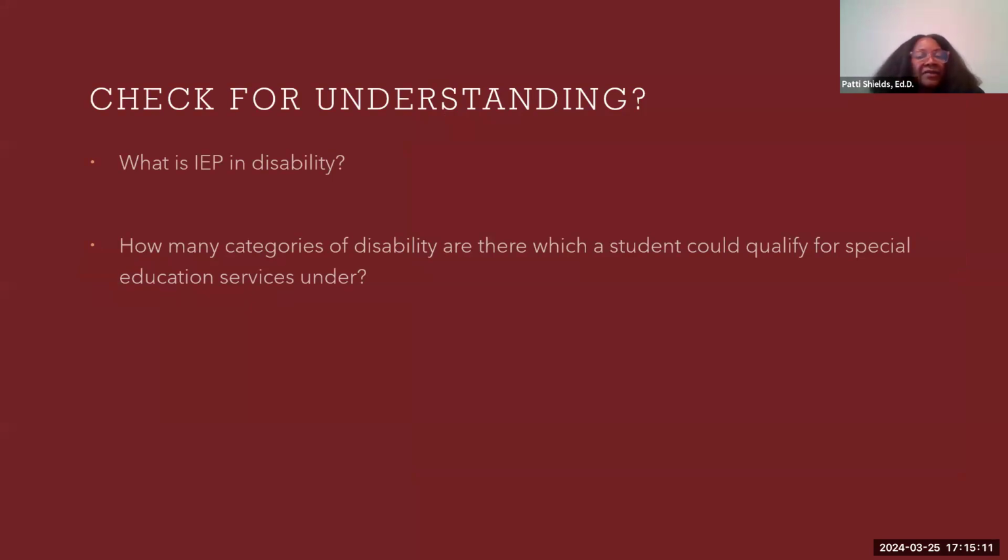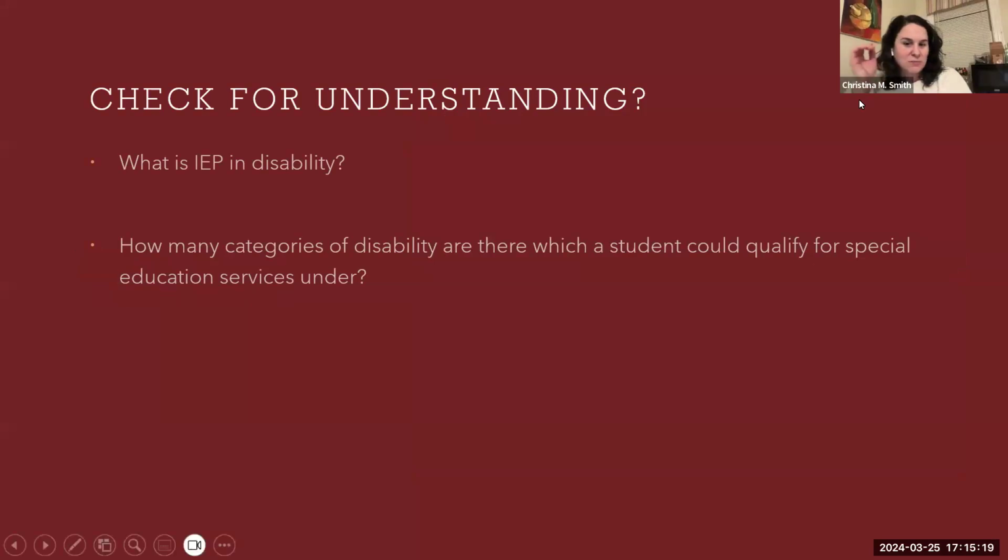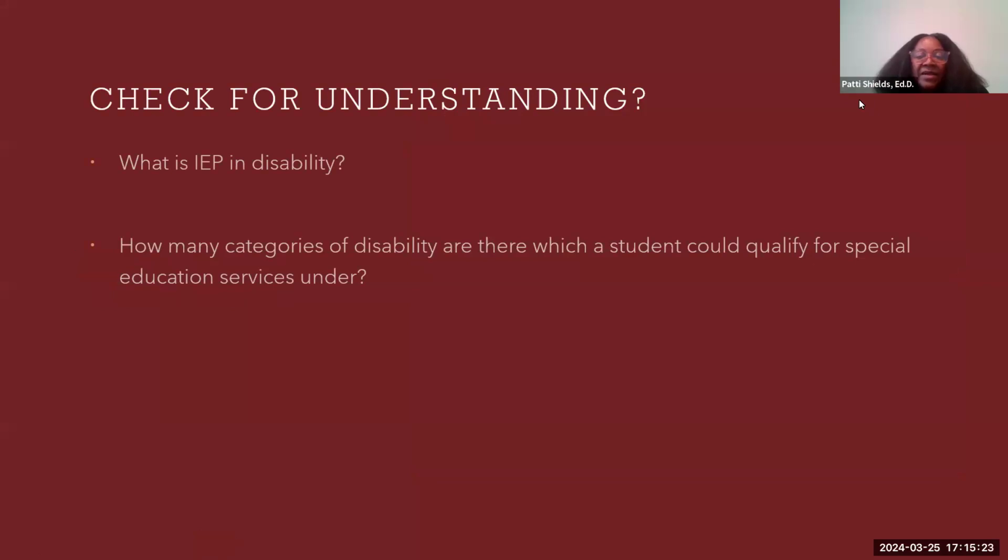So for a check for understanding, what is an IEP? Anybody? An individual education plan. Yes. And how many categories of disability are there that students could qualify for services? 13. 13.